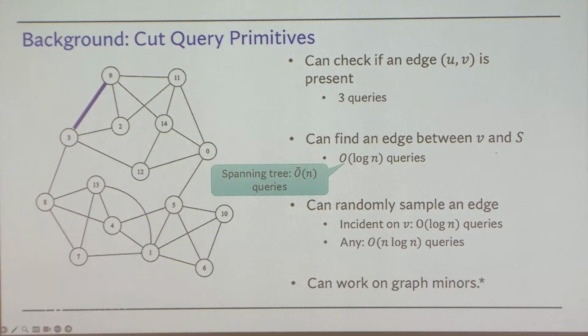So suppose you want to sample, out of all the n squared edges, one uniformly random edge. So it's like n plus log n? Yeah, n plus log n, right.